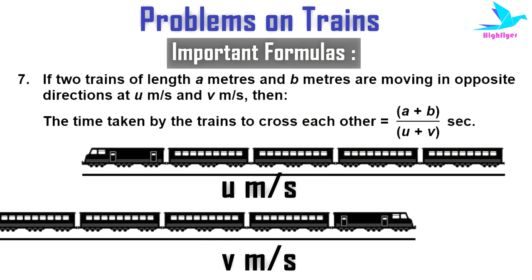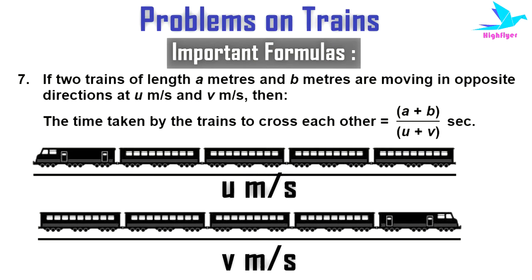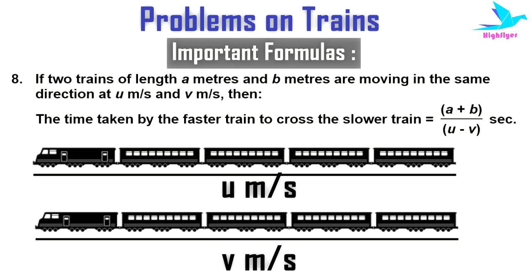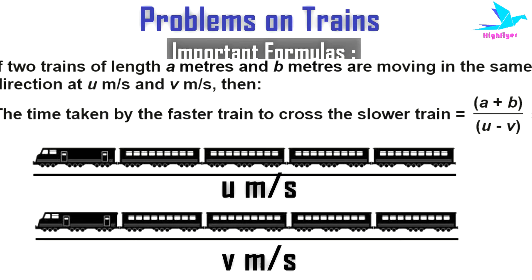Next formula. If two trains of length A meters and B meters are moving in opposite directions at U meter per second and V meter per second, then the time taken by the trains to cross each other equals A plus B by U plus V seconds. Next formula. If two trains of length A meters and B meters are moving in the same direction at U meter per second and V meter per second, then the time taken by the faster train to cross the slower train equals A plus B by U minus V seconds.